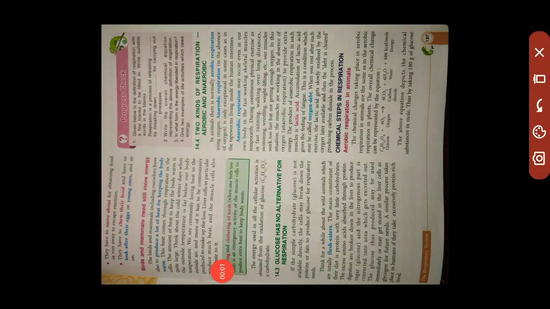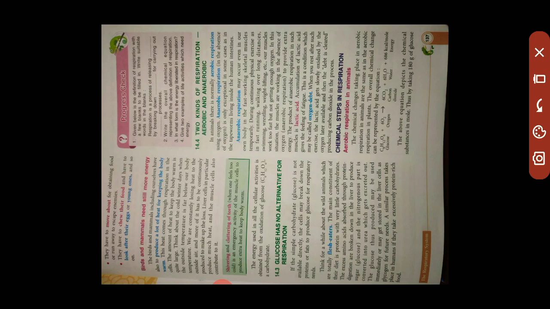Hello students. Now we will talk about two kinds of respiration. One is aerobic, another is anaerobic. Aerobic respiration is the complete breakdown of glucose. One molecule of glucose will completely break down and be converted into carbon dioxide and water, and 38 ATP will be produced, or 686 kilocalories of energy will be produced.